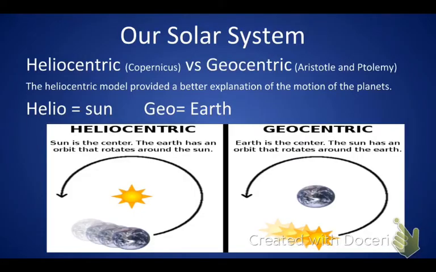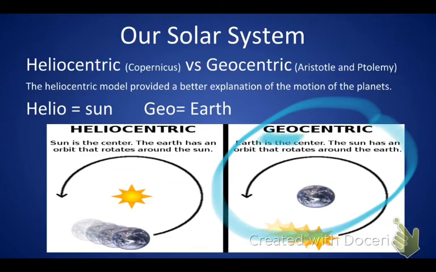So the first model that scientists thought explained why we have night and day was this geocentric model. So that word part geo means earth, so meaning earth is at the center. So Aristotle and Ptolemy thought that earth was at the center and everything revolved around the earth. And that's how they explained why we had night and day.